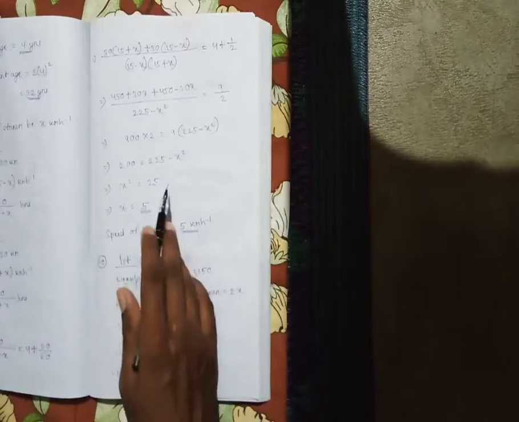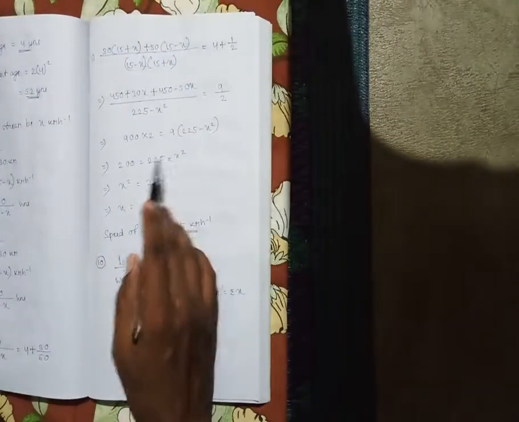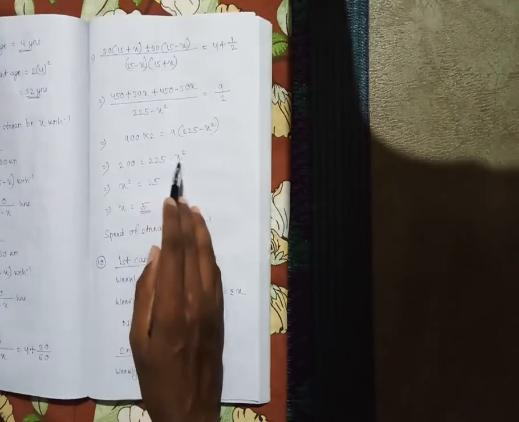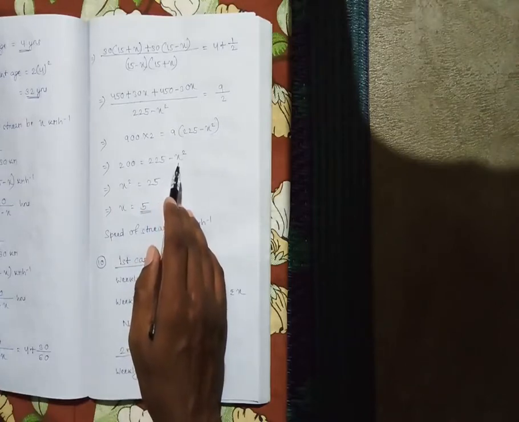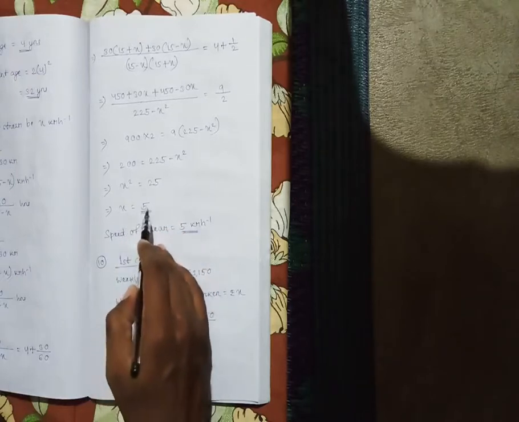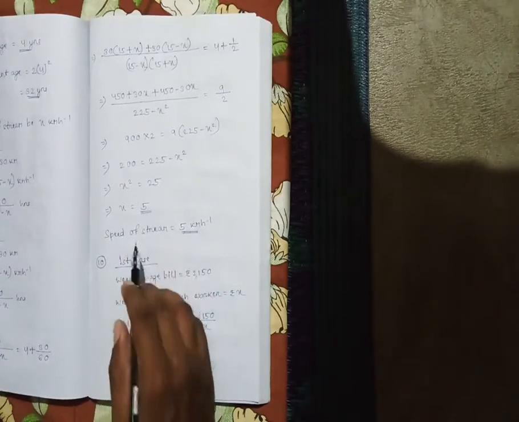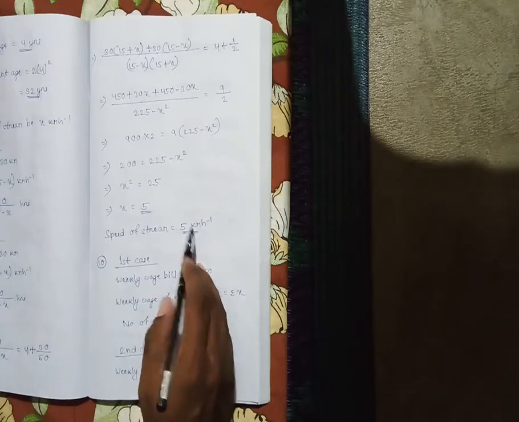On simplifying this, we will get a quadratic equation which is 200 is equal to 225 minus x square. It is a very simple quadratic equation. You don't need to factorize, directly you can find. So x square is equal to 25, x is equal to plus minus 5. I have not taken minus 5 because negative is not possible. Speed cannot be negative. So x is equal to 5. So speed of stream is equal to 5 kilometers per hour.